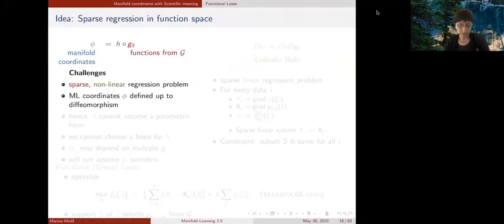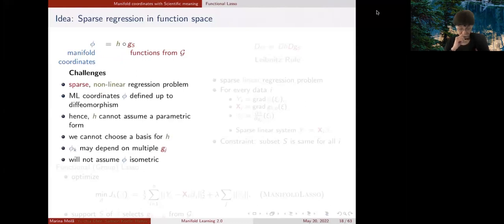So it's a regression in function spaces, and H is not a matrix of coefficients, but an unknown function. Moreover, we can't play the usual tricks to handle this unknown function H. Why? Because these coordinates phi are known only up to diffeomorphism. That is the definition of coordinates in a manifold. Any nonlinear transformation of phi is also a good set of coordinates. And that means that any nonlinear transformation of H should be another H. Therefore we can't choose a basis for H. There is no basis that is natural for H.